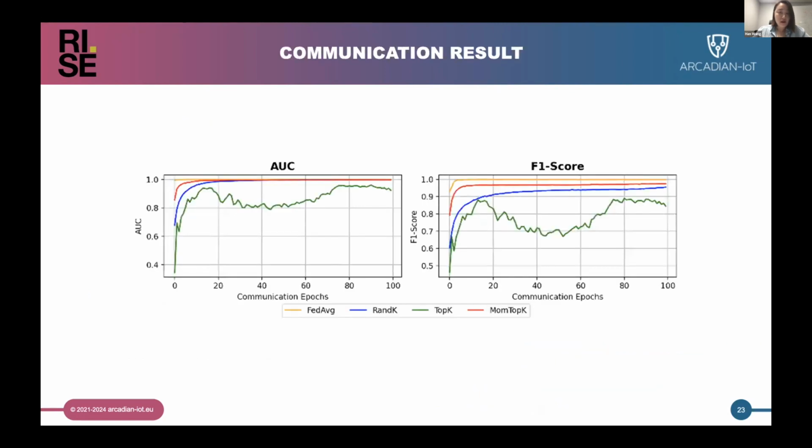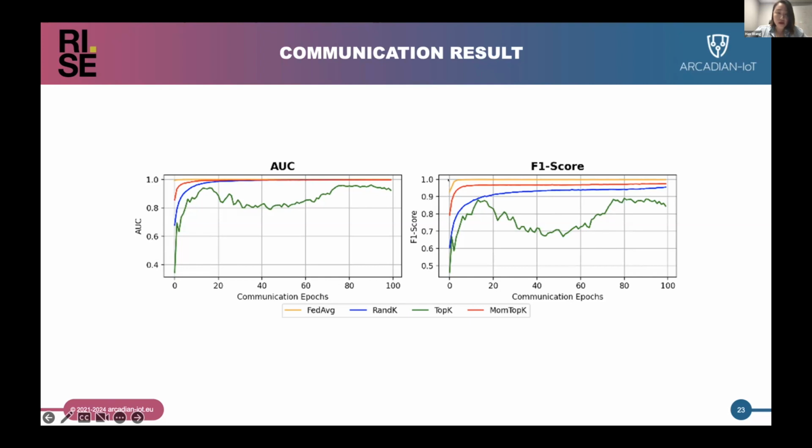First of all, I would like to share our communication results. We compare with federated averaging, which means no sparsification technique is applied. And we have random K, which is random sparsification, and top K sparsification, and we have our own work, which is without any tuner involved. As you can see from the AUC and the F1 score, the red line represents our work and performs the best in this case.